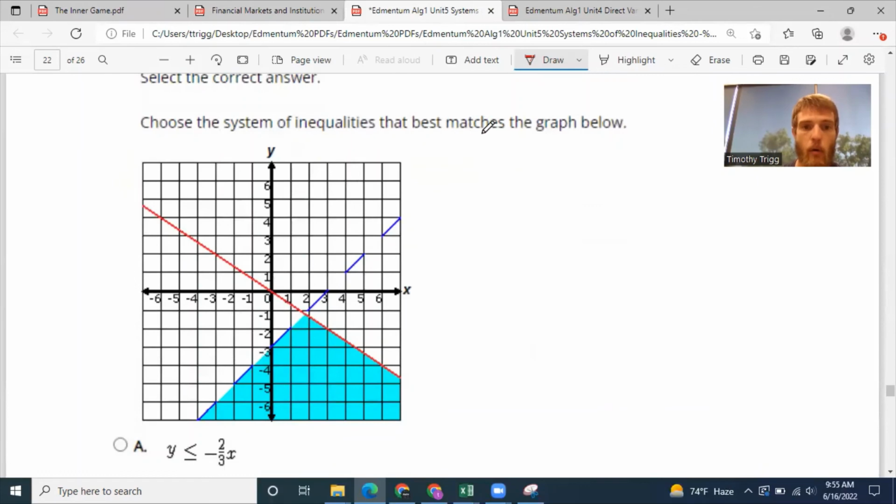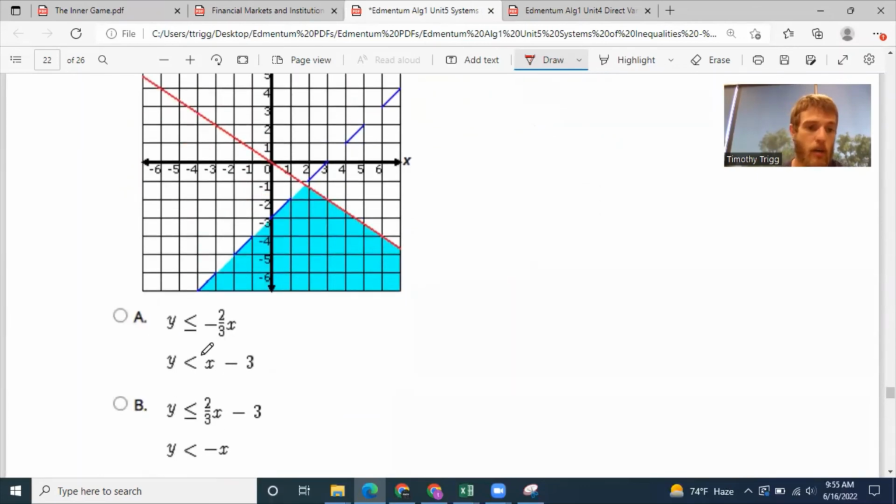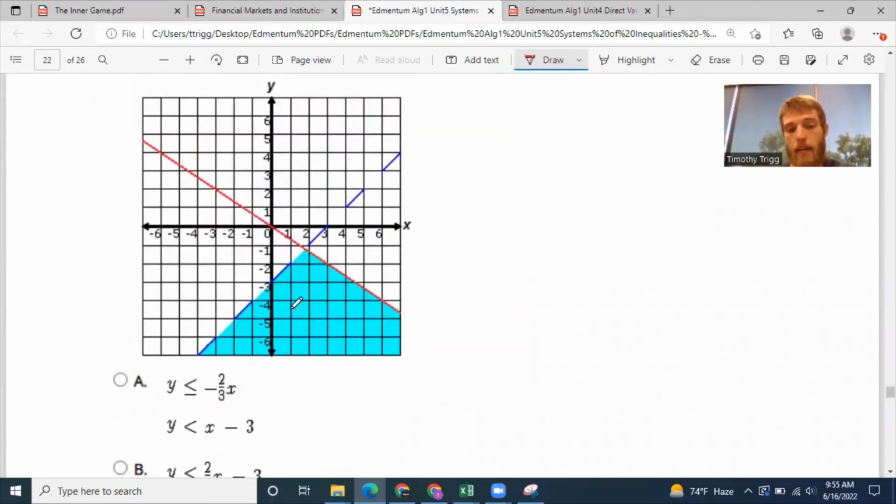Choose a system of inequalities that best matches the graph. Okay, so here we have a graph and we want to find the system. Well, in this case, one thing to keep in mind is for the red line, it's shaded below the red line, right? And also the red line is solid. So I know that for the red line, it'll be y is less than or equal to. Notice it's less than because it's shaded below, and it has the or equal to because it's a solid line.